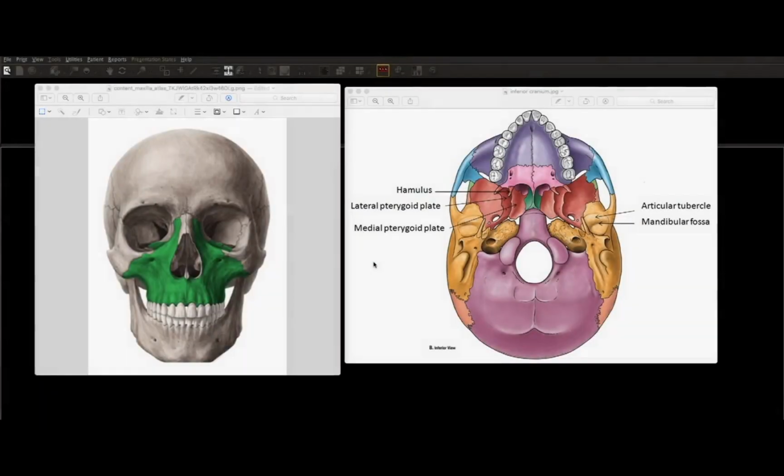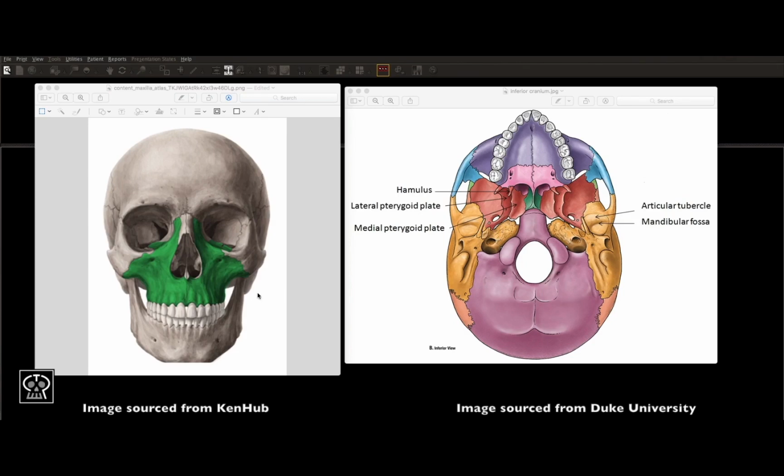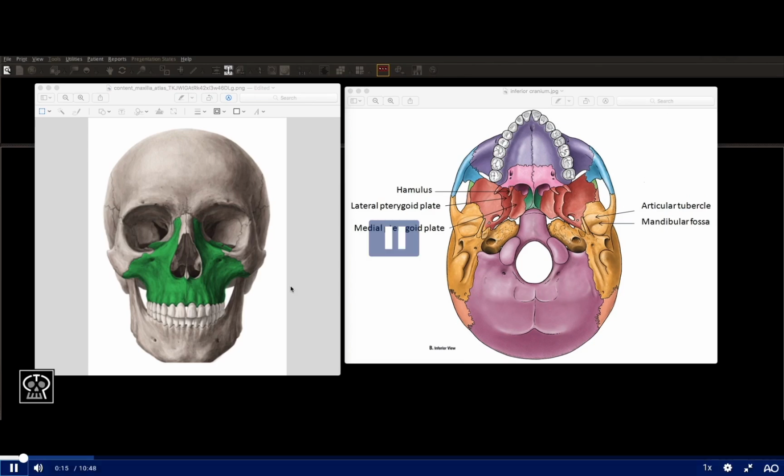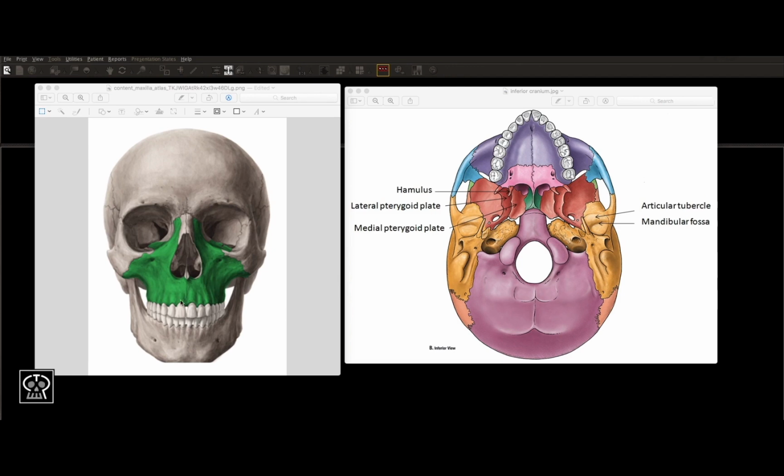Once again, I'd like to touch on some basic maxillary anatomy before we look at a CT scan. As you can see on the left here, the maxilla is highlighted in green. When it comes to the maxilla, you can think of it as having different processes or parts. For example, here we can see the alveolar process inferiorly. This is what houses the teeth.